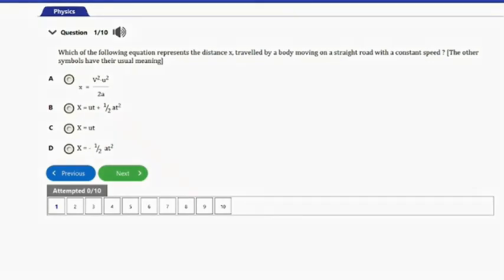In today's video, we have these 10 questions to answer on the topic motion. So guys, this video will be about speed and velocity. So ensure to stay till the end of this video. Let's go ahead and start with the first question here.